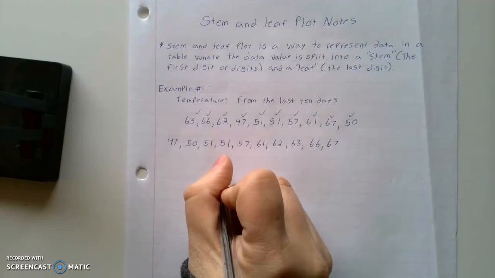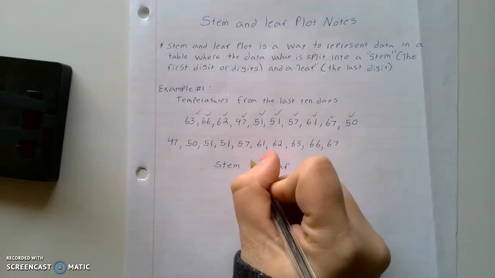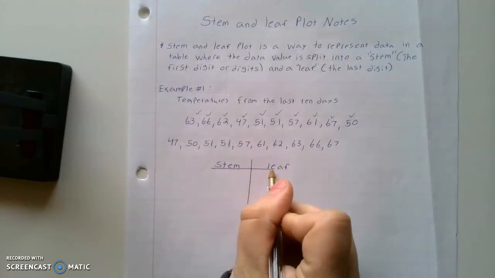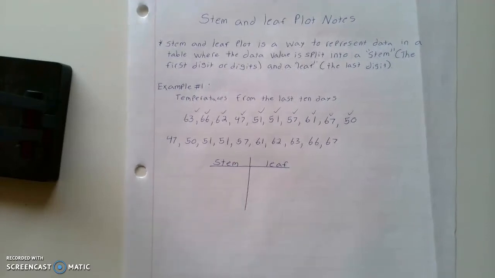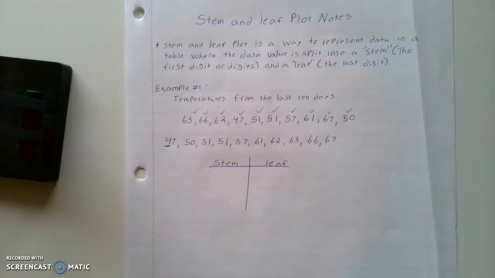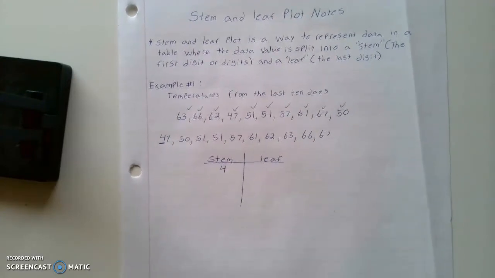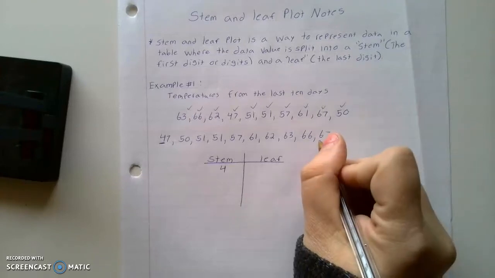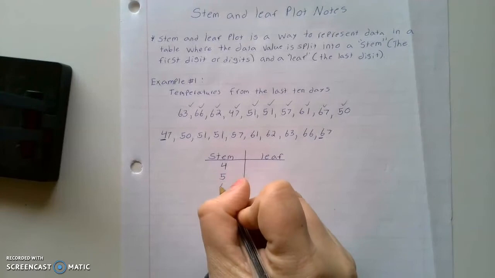Okay, so the first step, I need to write my word stem and leaf, and we're going to set up like a T-chart. Okay, so the left side is always my stem, and these always go up and down. And the way I find my stems, remember this is our first digit, so I'm going to look at my smallest number, which is 47. And my first digit there is a 4. So my first stem needs to be a 4. Now I'm going to look at my largest number, 67, and my first digit is a 6. So I know my largest stem has to be a 6. So we're going to count 4, 5, and 6.